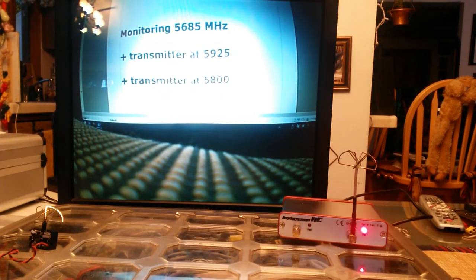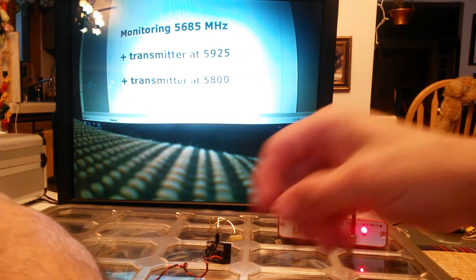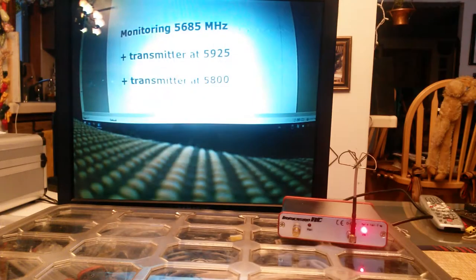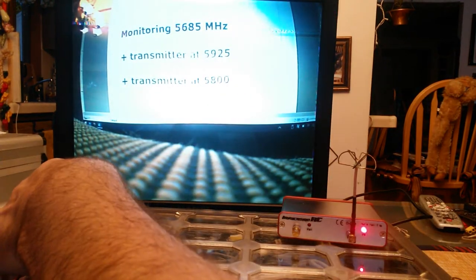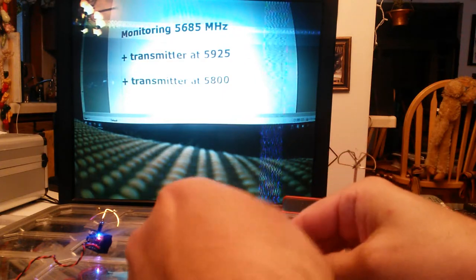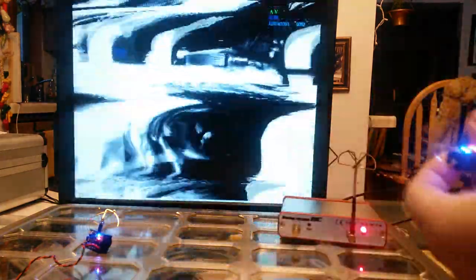So then we're going to try adding to the mix another transmitter at 5800. First we put on the 5800, and if we get really close, there's maybe a little bit of effect between those two, but not really a big deal. But if we add in the third, so we have the three going at once, then we get a really bad interference and a really bad IMD effect.